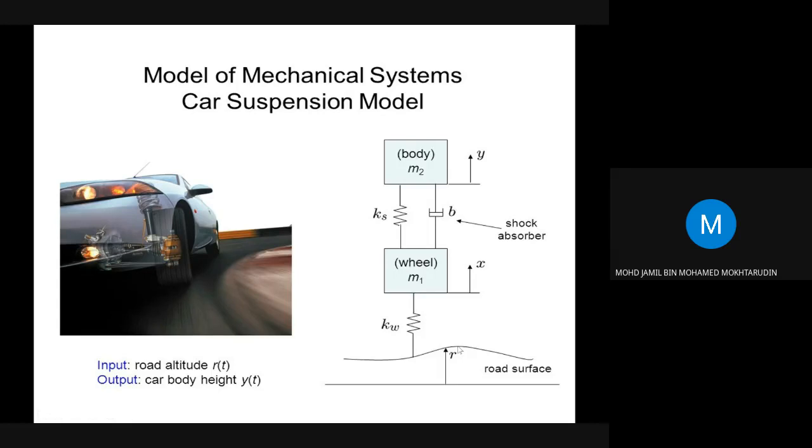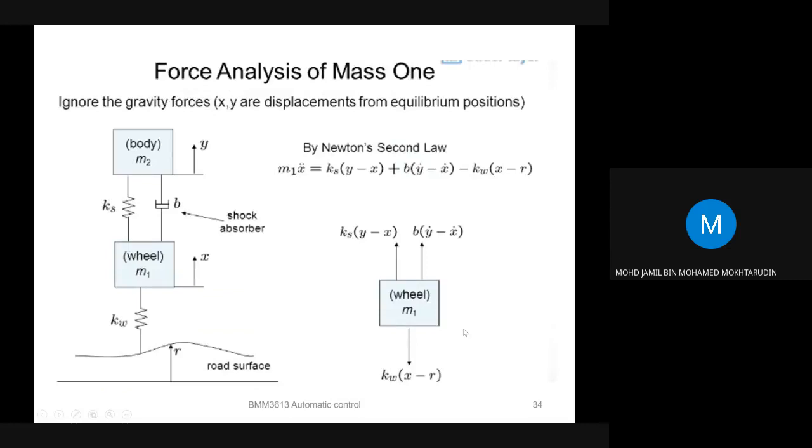So usually in our example of quizzes last week and this week, the inputs are usually in terms of forces, but this time the input is in terms of road height or road altitude. So the difference here is that you need to determine the force from the height of the road surface. Okay, so let's look at how to derive the transfer function by drawing the free body diagram for each of the components. Let's start with the wheel. The wheel here, M1, is connected with spring KS, spring KW, and damper B, shock absorber.